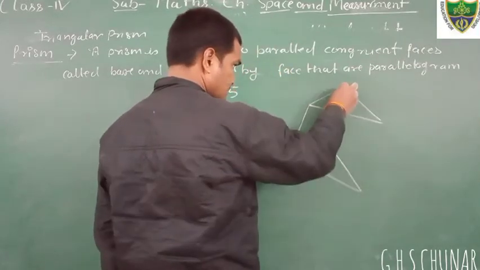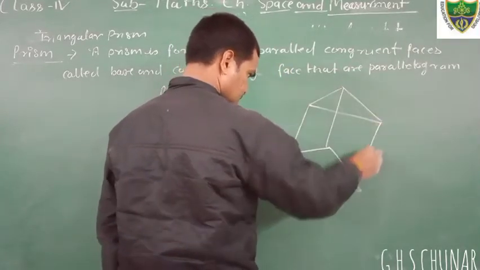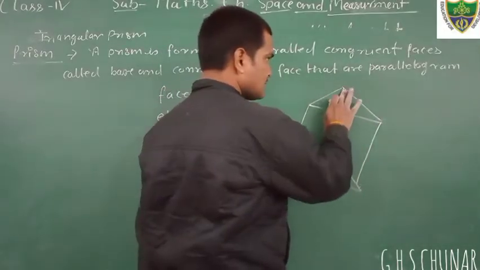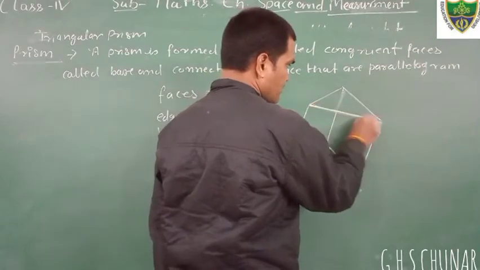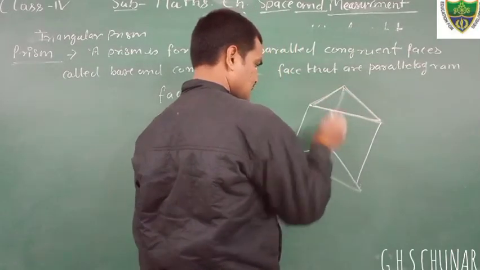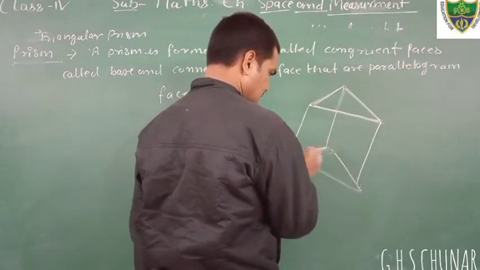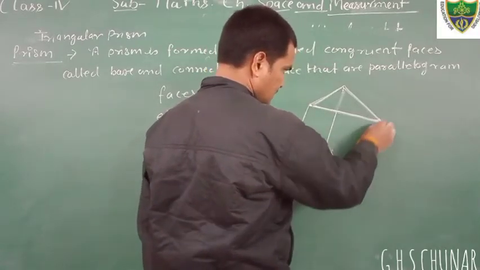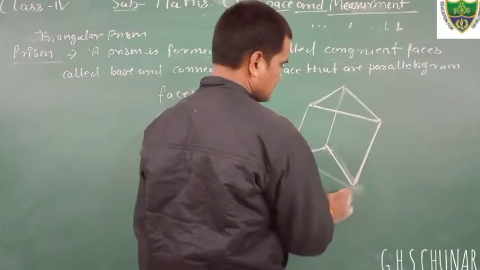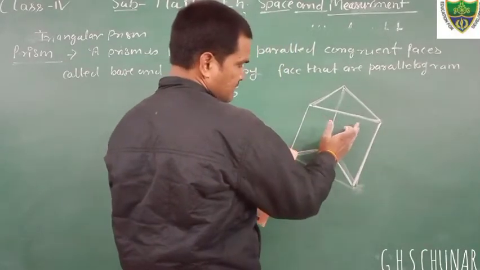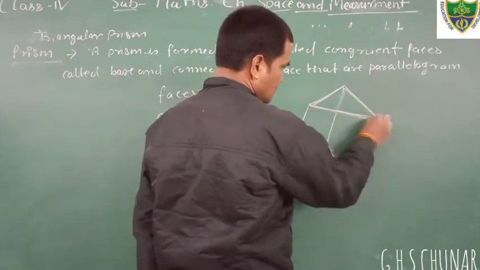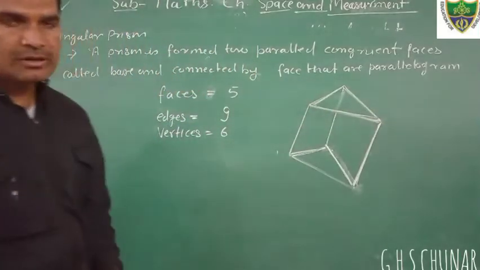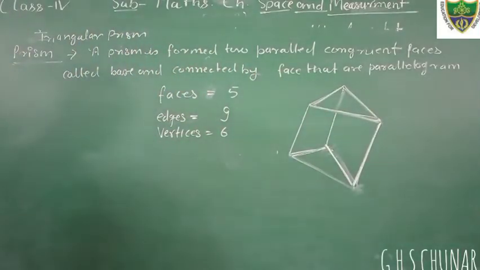Now we join. This is the shape of the triangular prism. Here the top is a triangle and the bottom is also a triangle, and these are the front faces on 3 sides. Here is also a face, here is also a face, here is also. Okay.